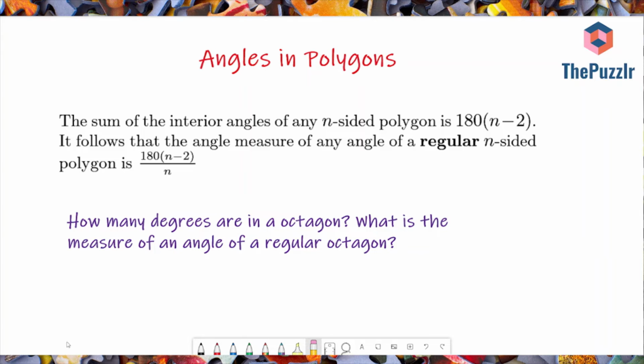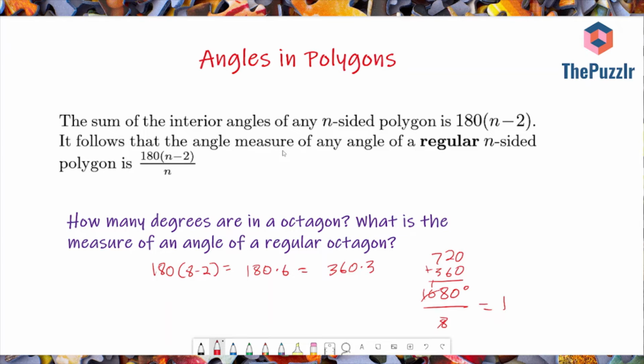So how many degrees are in an octagon? An octagon has 8 sides, so our formula would become 180 times 8 minus 2, which is 180 times 6, which is 360 times 3, or 720 plus 360, which is 1080 degrees. What is the measure of an angle of a regular octagon? So we just divide this 1080 degrees by 8, and that would give us 1.